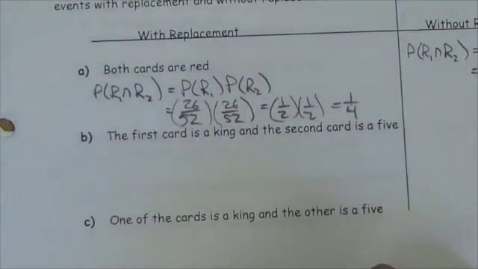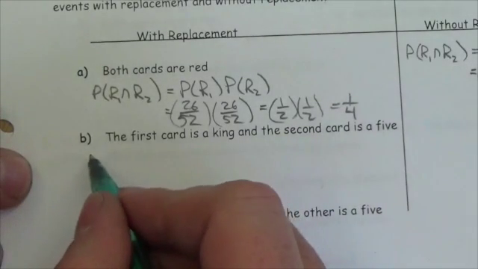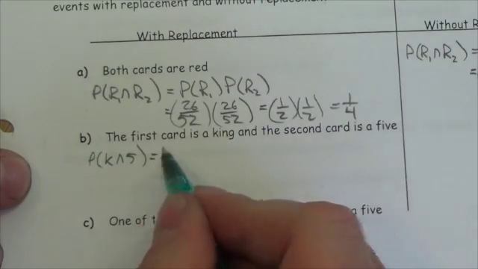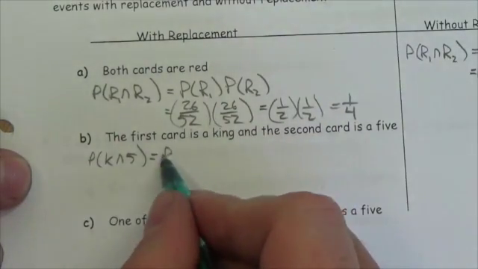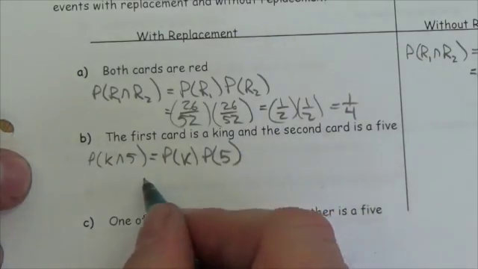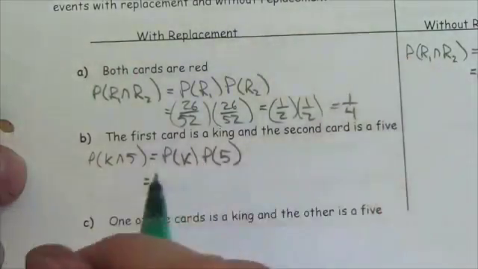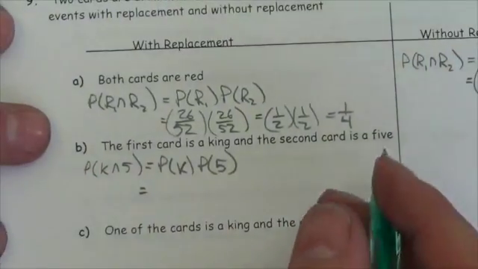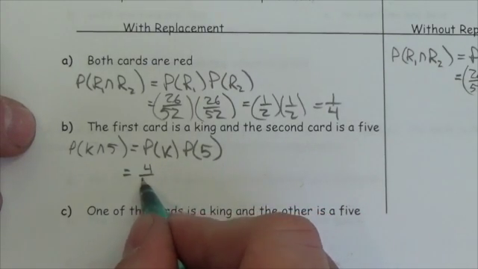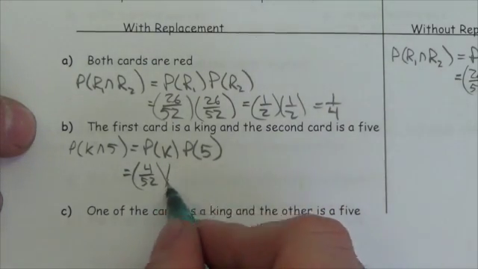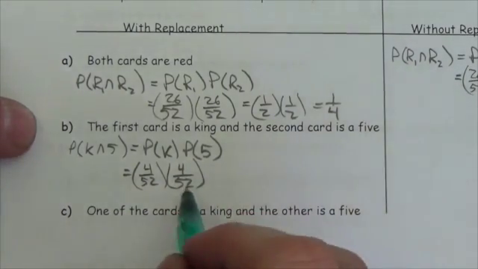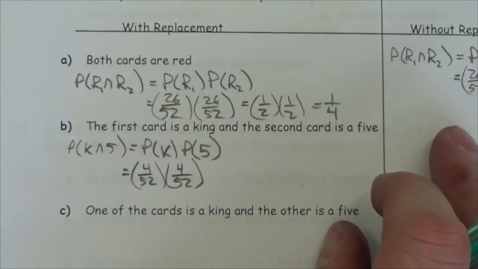Now let's look here. What's the probability that the first card is a king and the second card is a 5? Okay, with replacement. Well, that's going to be the probability that the first card is a king multiplied by the probability that the second card is a 5. Again, with replacement, putting the card back, these are independent events. There are 4 kings out of 52 cards. There are 4 5s out of 52 cards.